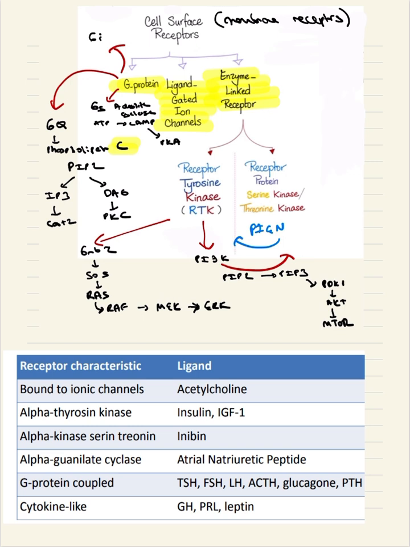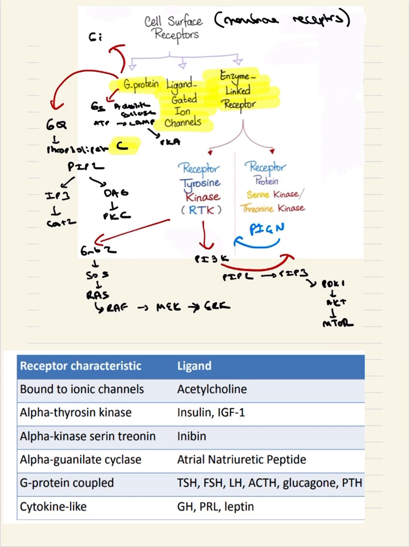Now, the cell surface receptors, we have three types, right? We have the G protein coupled ones. So you can look at the slide and try to understand the pathways. Now, if you don't know these pathways, it doesn't really matter.